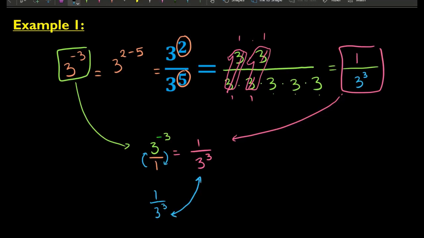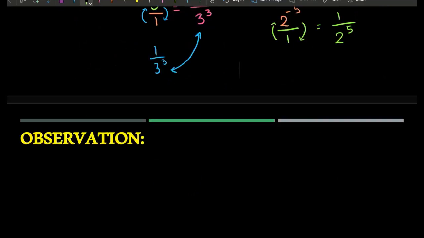Okay, let me give you one more example. If I have, let's say, 2 raised to the negative 5. To simplify this, to get rid of the negative exponent, all we need to do is put 1 under and flip it. Our answer is going to be 1 over 2 to the fifth power, positive. Alright, that's it.